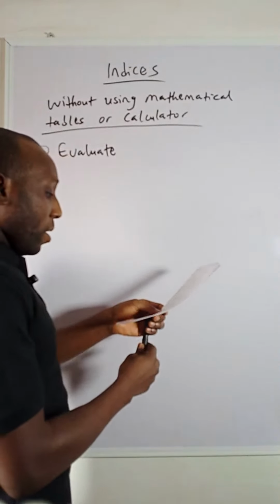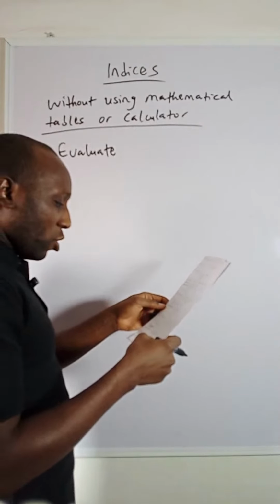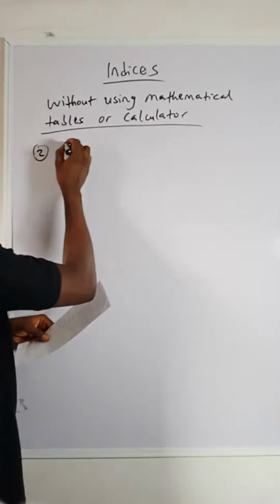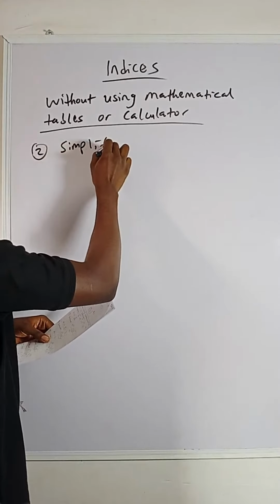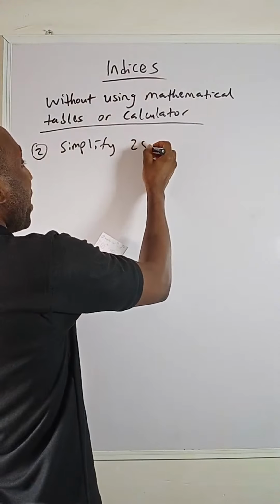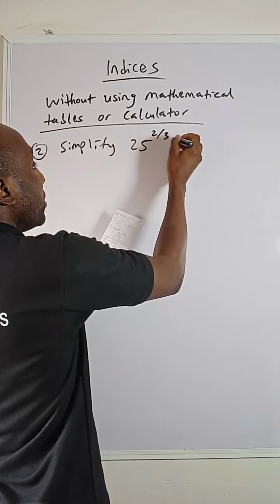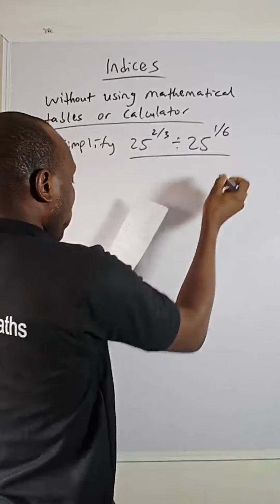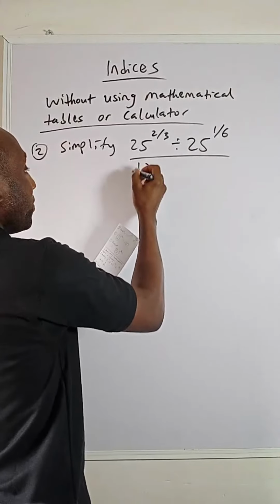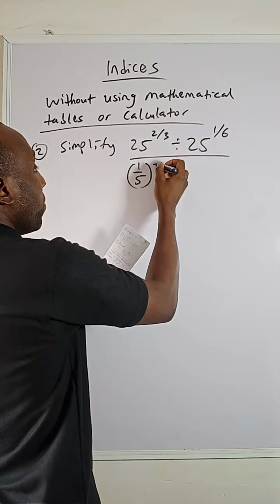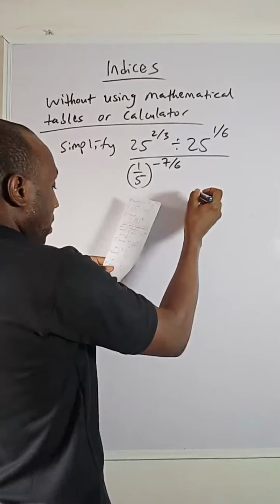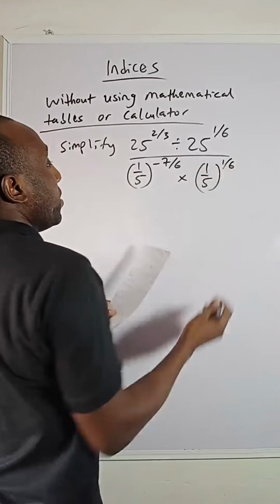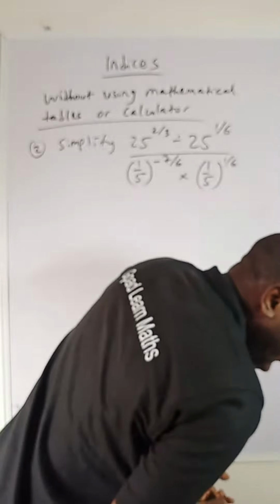So we have another example. Maybe you might have to try this yourself. All right, this one says number 2, simplify 25 raised to the power of 2/3 divided by 25 raised to the power of 1/6, all over 1/5 raised to the power of -7/6, and then times. Wow, this is quite something. See what we have.